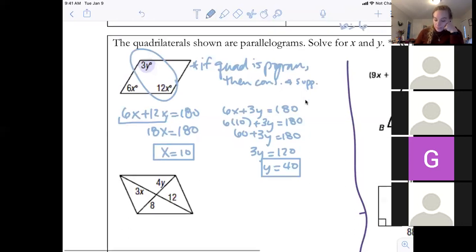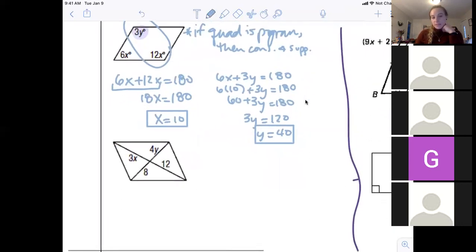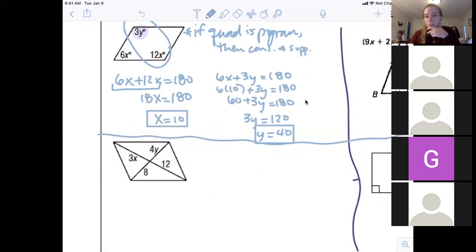All right, let's move to the one underneath it. I'll keep that up in case anyone's still writing that down. I need to figure out x and y here. Can someone either set up the equations for me or tell me the reason on how we're going to set up our equations? How do I find x and y?